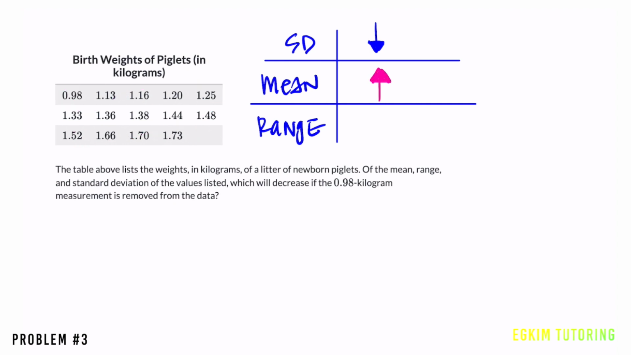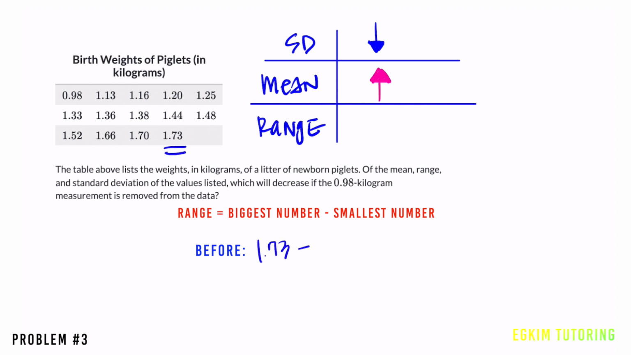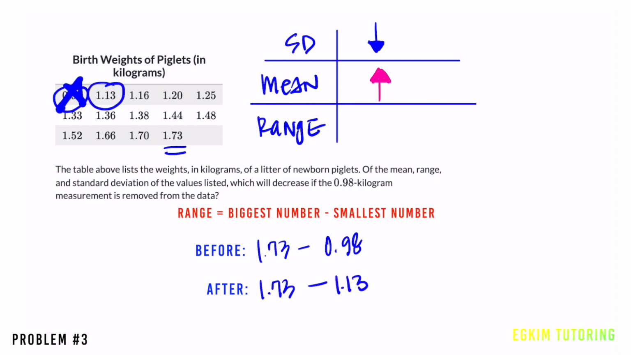The definition of range is the biggest number minus the smallest number, so let's do it before and after. So before, the biggest number is 1.73, and the smallest number is 0.98. You don't have to do any calculations. So afterwards, they said to get rid of the 0.98. The biggest number is still 1.73, but now the smallest number is 1.13. Again, you don't have to do any calculations, but you can see that the new range is smaller than the old range, which means that your range is decreasing.